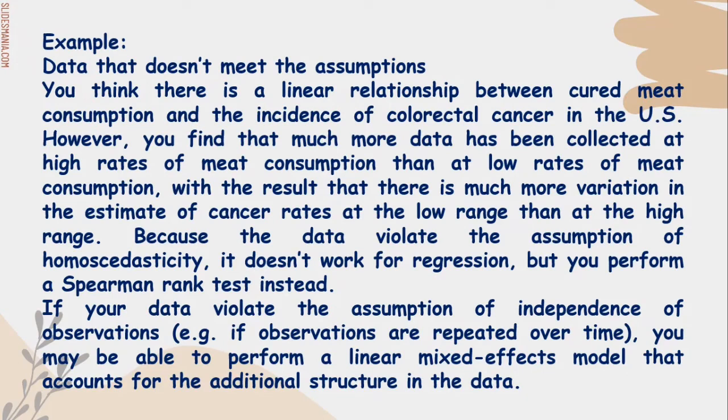Example, data that doesn't meet the assumptions. You think there is a linear relationship between meat consumption and the incidence of rectal cancer in the US. However, you find that much more data has been collected at high rates of meat consumption than at low rates of meat consumption, with the result that there is much more variation in the estimate of cancer rates at the low range than the high range, because the data violate the assumption of homogeneity. It doesn't work for regression, but you can perform a Spearman rank test instead.